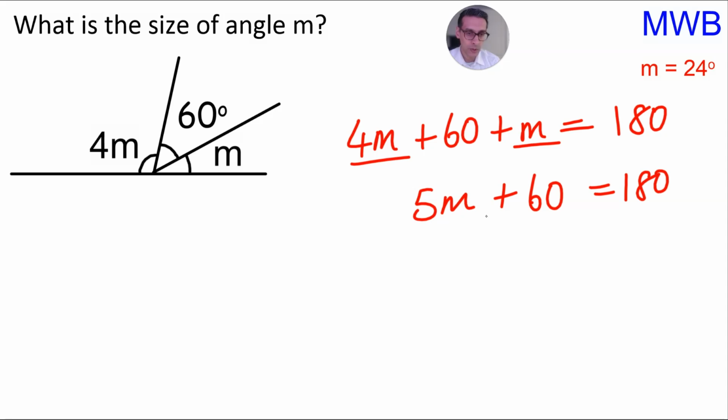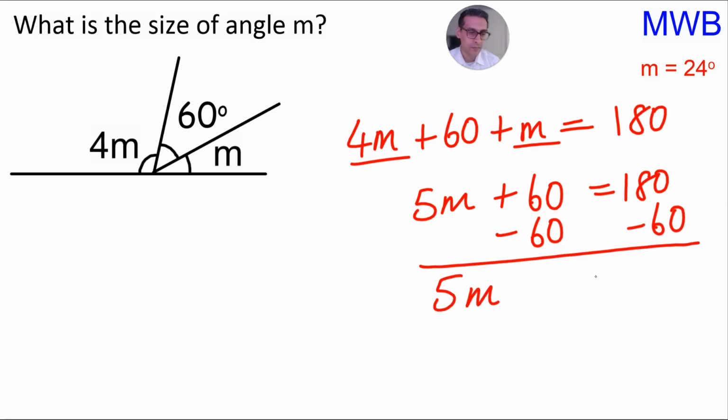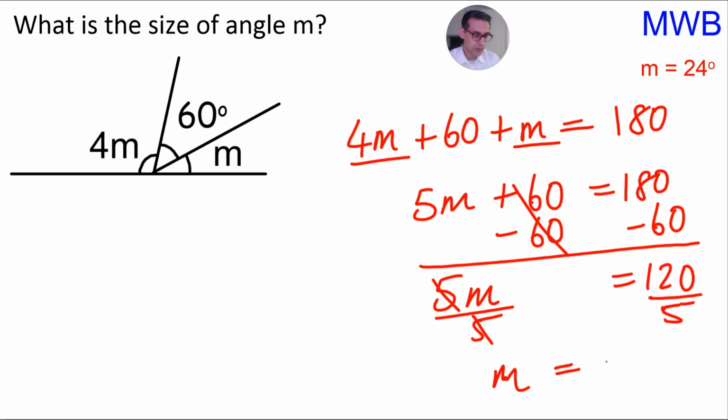I'm now going to solve to work out what m is, so I'm going to take away 60 from both sides. So 5m, that's a 0 pair, is equal to 180 minus 60, which is 120. And then I'm going to divide both sides by 5. So 5m divided by 5 and 120 divided by 5. So the 5's cancel out, so m is equal to 24 degrees.